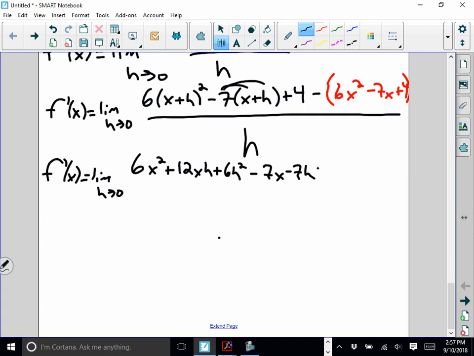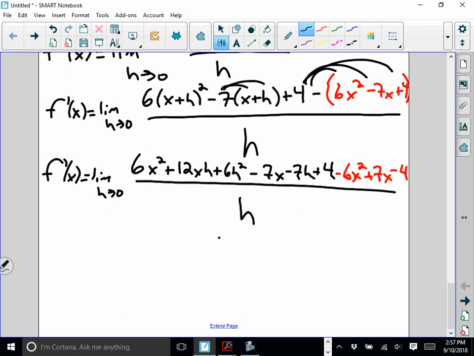Now I need to distribute this negative sign. So now we have it fully expanded here, ready to cancel some things out. If you notice, the ones I write in red are always going to end up canceling out. So that minus 4 and that plus 4 cancel. The plus 7x and the minus 7x cancel. The minus 6x squared and the positive 6x squared cancel out.